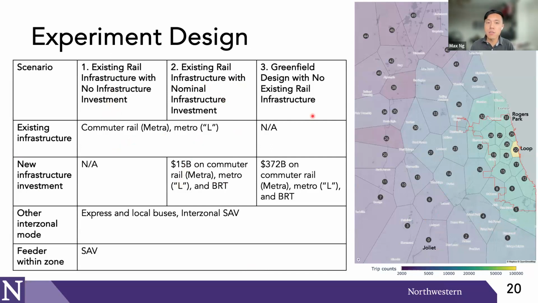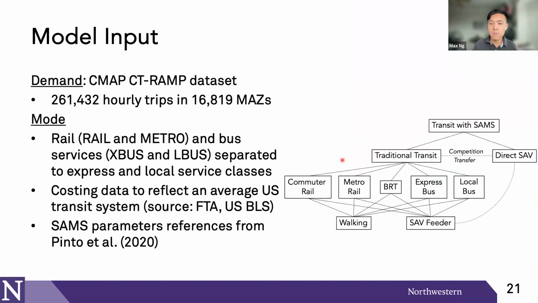Then scenario 3 is a greenfield design, which means we have no existing infrastructure, but we have a lot of money to build a similar scale of the current rail network. So scenario 3 is a totally hypothetical scenario. Then next, we are using the demand data from the Chicago planning agency, and we consider 5 different transit modes: commuter rail, metro rail, BRT, and for buses, we have 2 different classes, which are express and local. And also, we consider the point-to-point SAV as a competing mode as well.